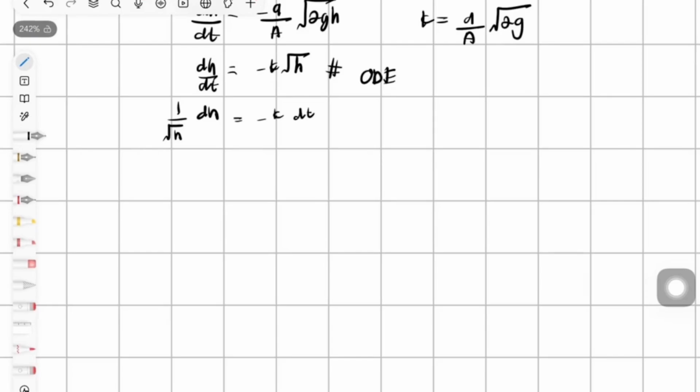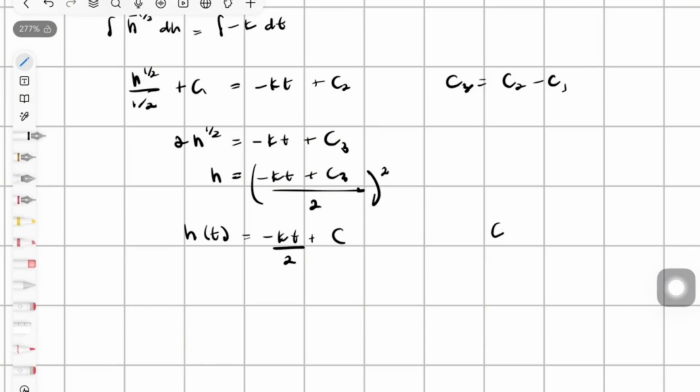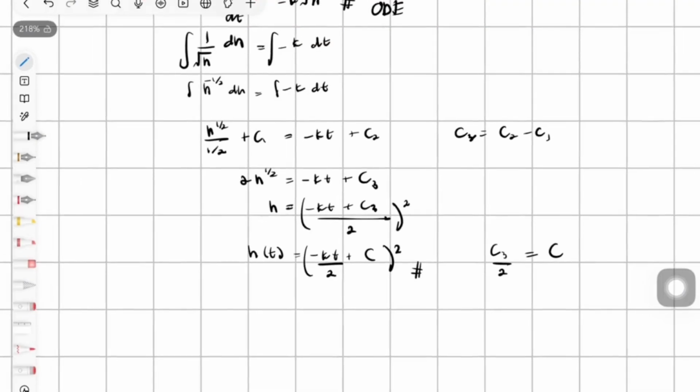Now, we need to solve this ODE by using integration, as it is a separable equation. Then, we'll finally get the general equation with variables k and c, which is h at a given time is equal to negative k times time over 2 plus a constant, to the power of 2.